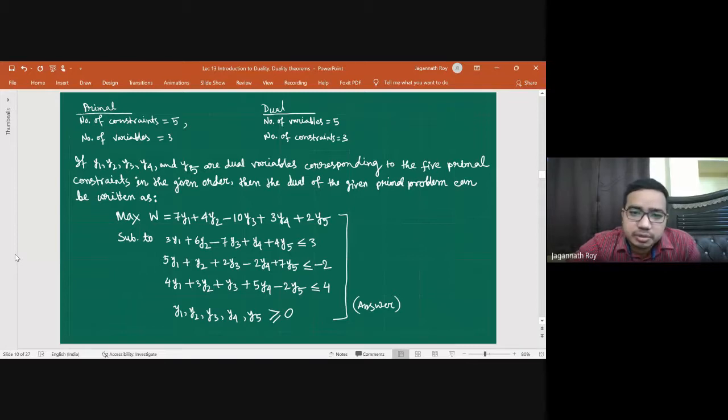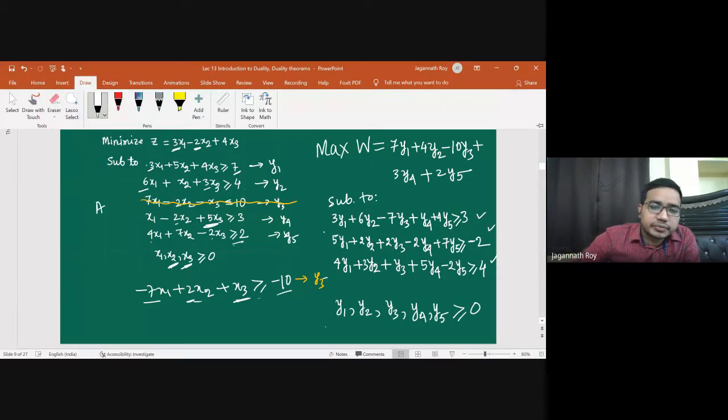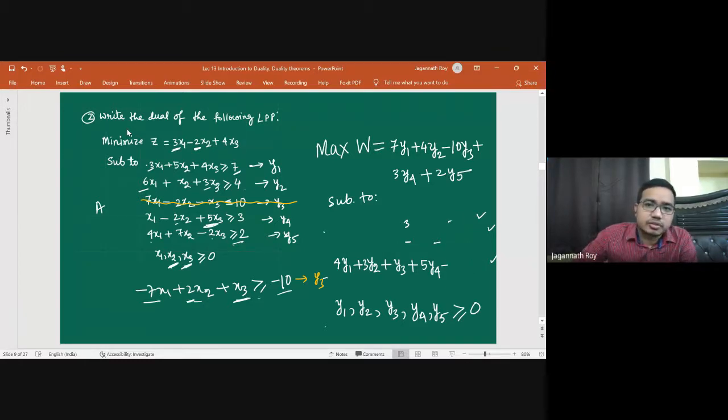Oh, sorry, I have made a mistake. This is actually supposed to be maximum. For a maximization problem, we are supposed to get less-than type constraints, but I have written some of it wrong. Okay, let me clarify again. If we make a mistake, let us not do it this way.